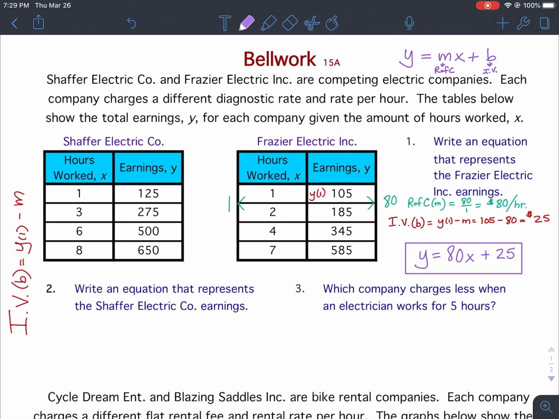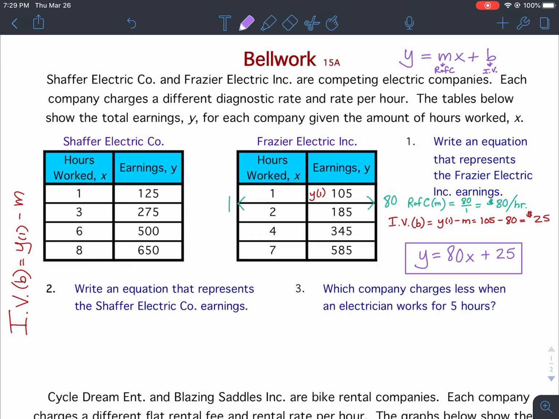All right, Bellwork 15A, question number 2. Remember, I'm going to help you start number 2 and I'm going to help you start number 3, but you're going to finish them on your own. So number 2, we want to write an equation for Schaefer Electric Company, which is this table right here.